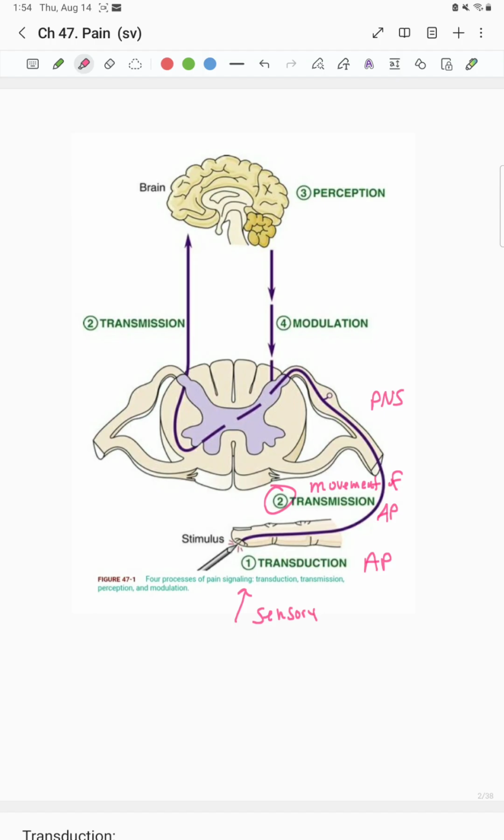Okay, eventually the information is going to go into the dorsal horn, or the dorsal nerve root into the dorsal horn of the spinal cord. So now we are in the central nervous system. Okay, and that transmission continues all the way up to the brain. So because this is pain and temperature fibers, the information goes into the dorsal nerve root, into the dorsal horn, and crosses over at the level of the cord.